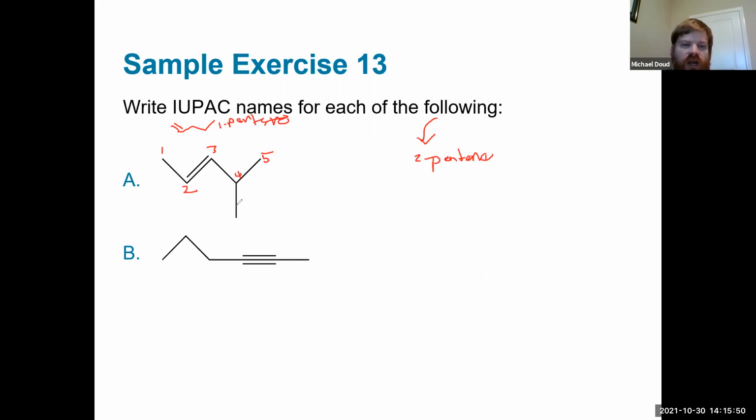And then to round it up, we have a methyl group on 4. So the final answer here should be 4-methyl-2-pentene. Now, there is another way to write this that you may see. I'm not sure if your homework is this way, but just to give you an idea, you can also see it as 4-methyl, and then it would be pent-2-ene.